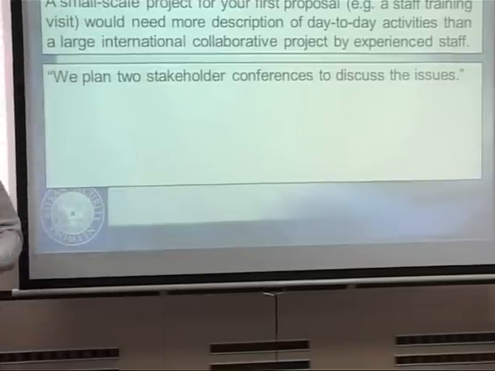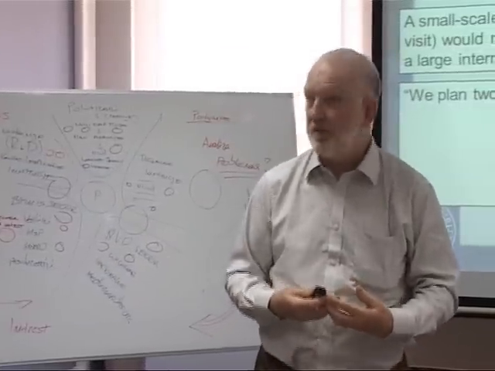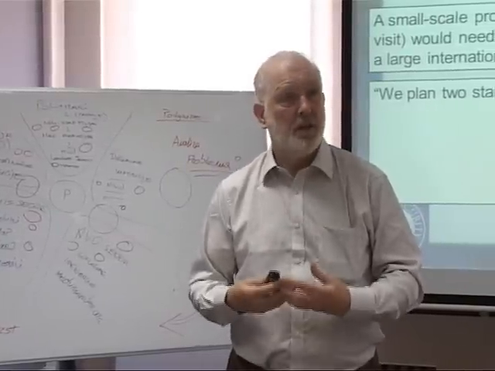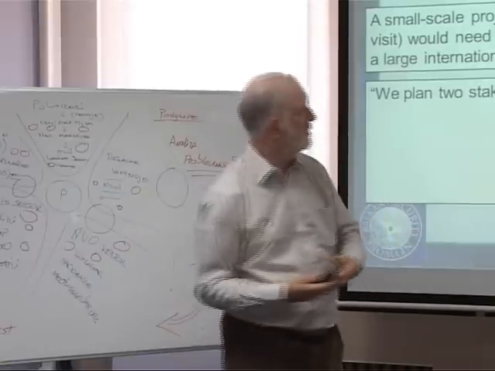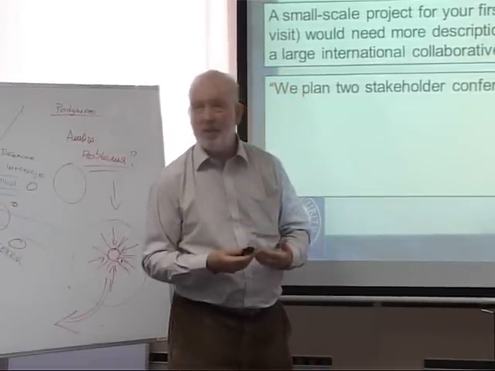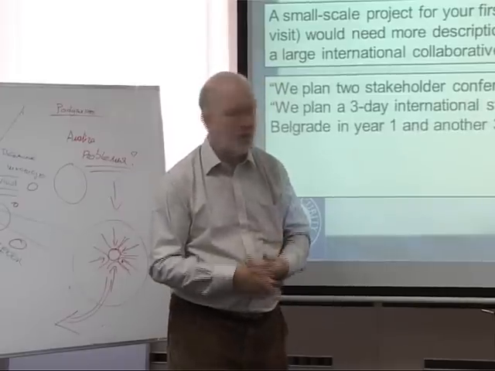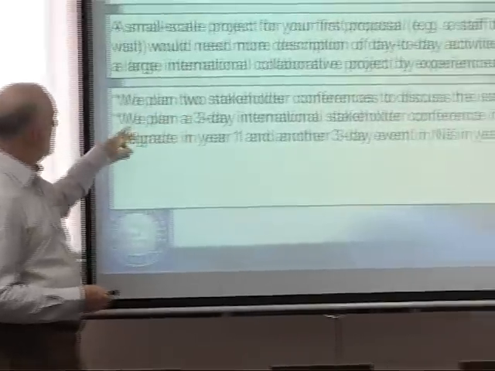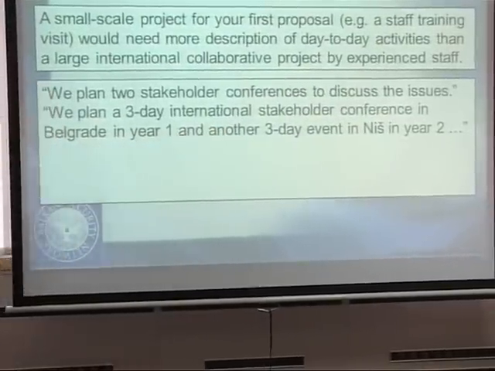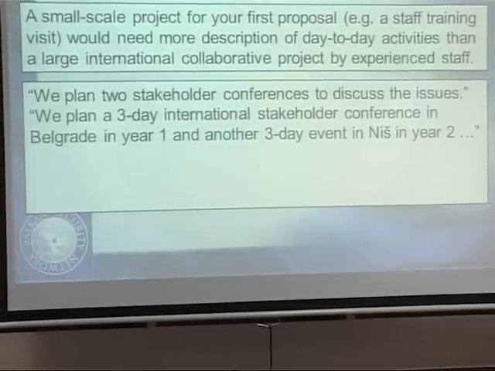Let's say you want to have a conference to discuss the issues involved in your project. So this might be what you would write if it was a large-scale international consortium where the partners have regularly had international conferences. So the evaluators would know that they have the skills to manage international conferences. We plan 2 stakeholder conferences to discuss the issues. If space was limited, that might be all that you can write. Now, if you have more space, more opportunity to give the detail, you could say we plan a 3-day international stakeholder conference in Belgrade in year 1 and another 3-day event in Niš in year 2. So there's a bit more detail to it.